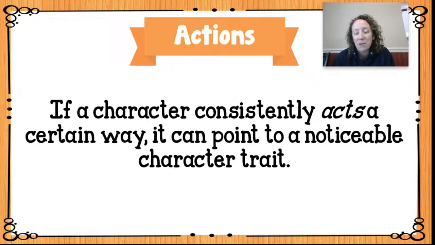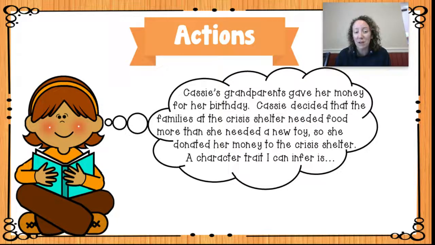All right, another one we could look at is the actions of the character. So if a character consistently acts a certain way, it can point to a noticeable character trait. So throughout the story, if a character's acting a certain way, then that would help us. So Cassie's grandparents gave her money for her birthday. Cassie decided that the families at the crisis center needed food more than she needed a new toy. So she donated her money to the crisis shelter.